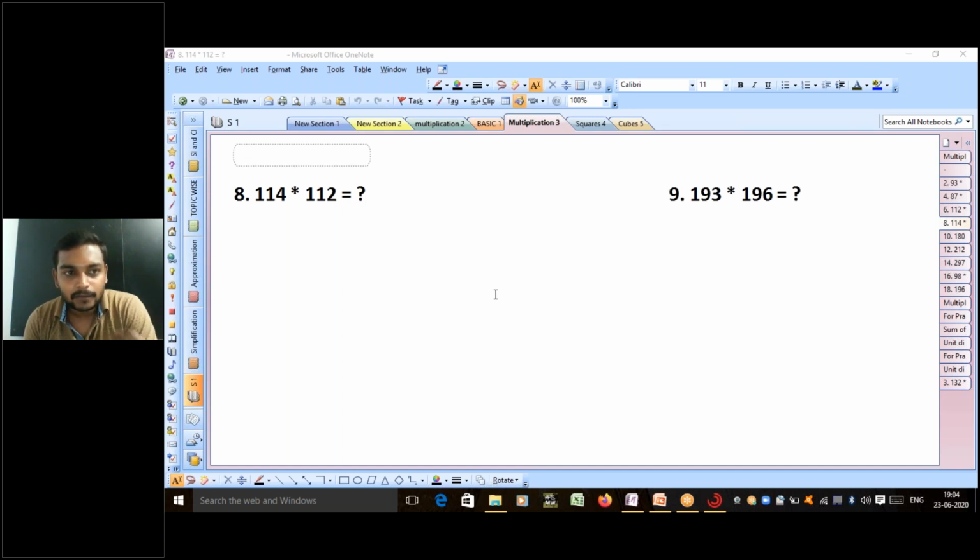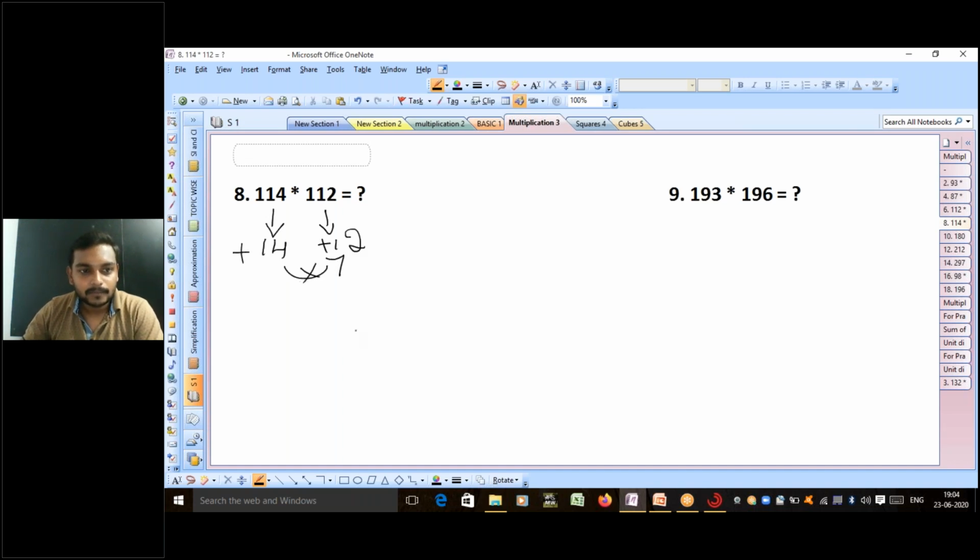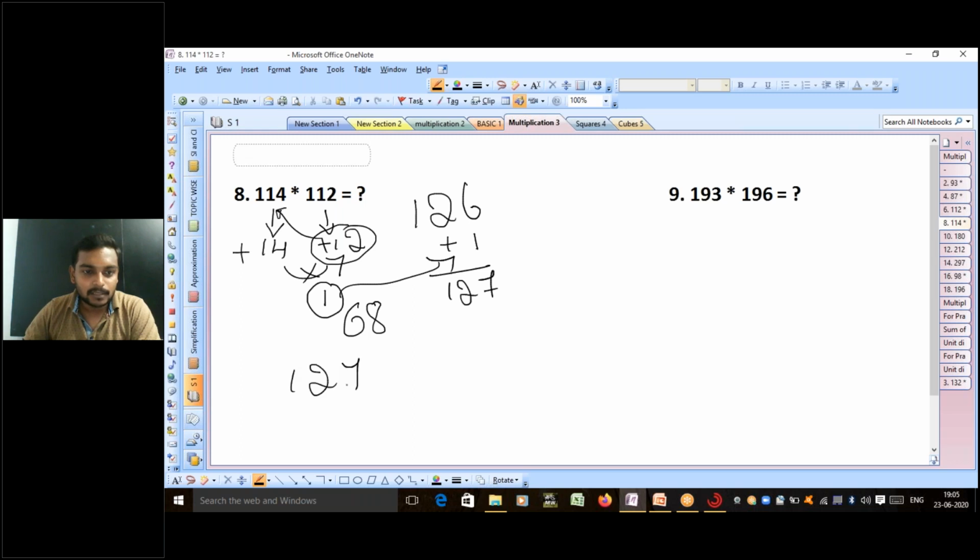You have to add 12 to 114, which is 126 plus 1, 127. So 12768 is the answer. So it is 14 more and it is 12 more. 14 into 12, which is equal to 168, but we are supposed to write only 2 digits, which is equal to 68, and 1 will be the carry. Just add 12 to 114, you will get 126, then plus 1. Why? Because we have a carry forward number, that is 1. It will equal 127. So answer is 12768.